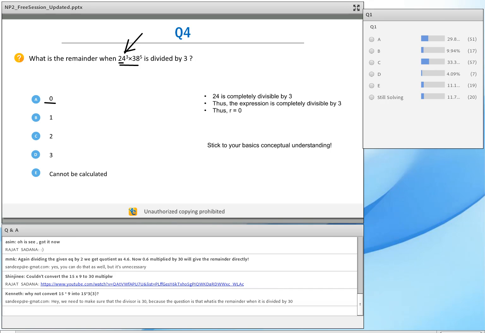All right. Let's get to the next question. Click on still solving. Three, 2, and 1. All right. Let's get to the next question over here.